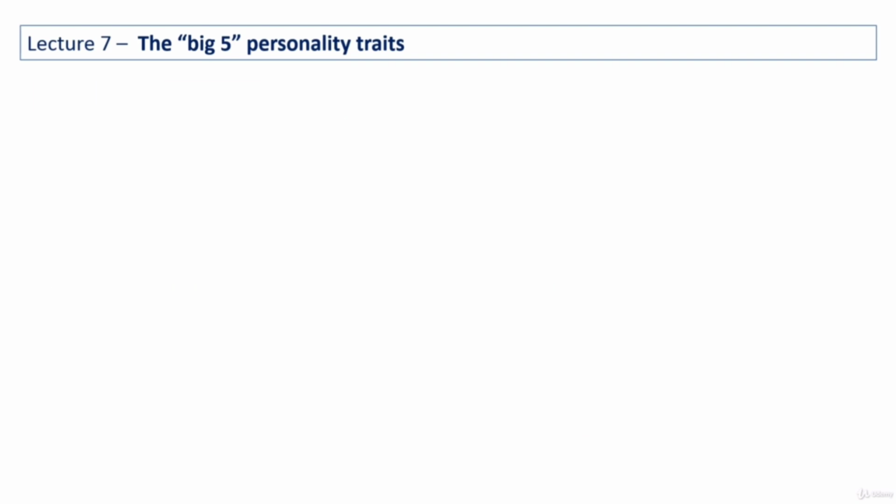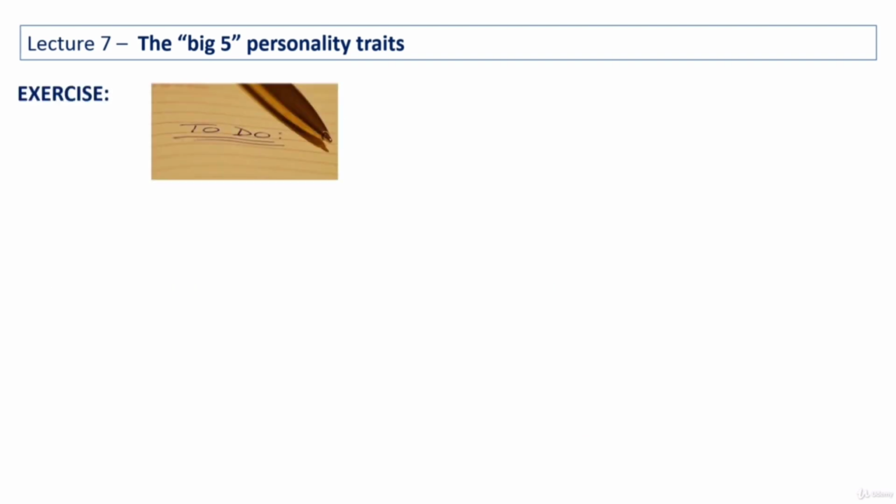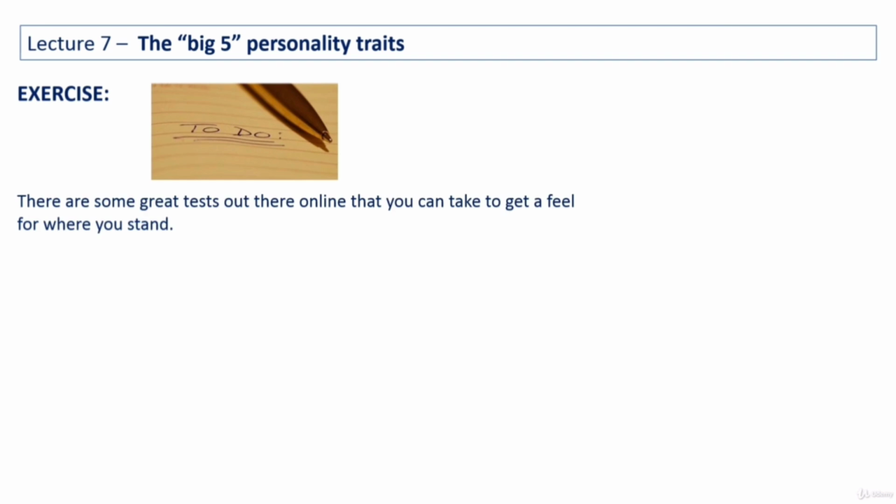We're going to finish up lecture 6 now by doing an exercise, and that's going to involve you going online and actually doing a test that's going to assess you for the big 5 personality traits. There's actually many great tests out there online that you can take to get a good feel for where you stand against each of the traits. But I would caution that these should only be used as a guide.